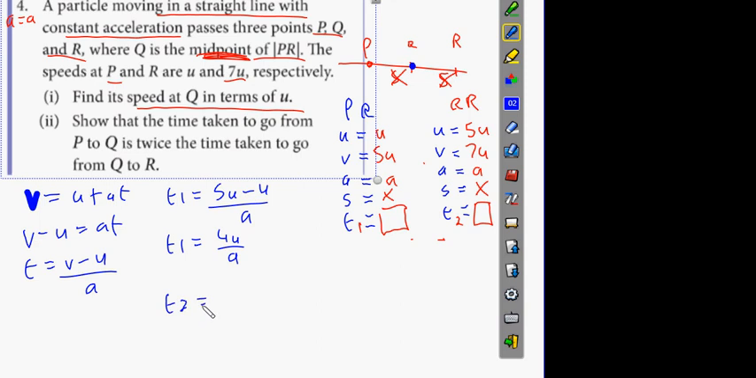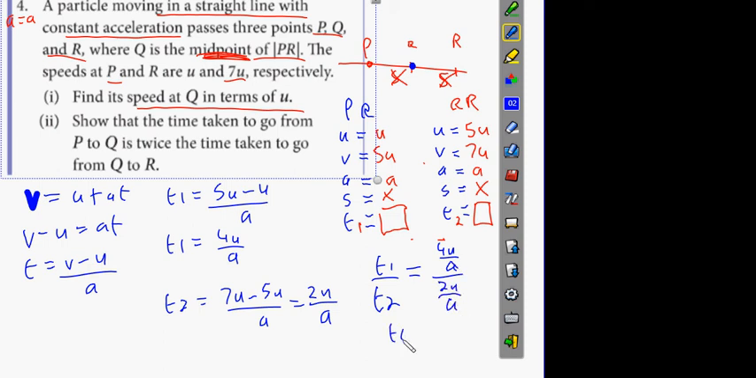By the same reckoning, T2 is 7u minus 5u all over a, which is 2u over a. Now, it might be just worth dividing T1 by T2 and really spelling out that T1 divided by T2 is 4u over a over 2u over a. T1 divided by T2 equals 2. And now you've proven it. Okay? In my opinion, it wouldn't be enough just to stop at the two of these. You'd have to really spell it out at the end.